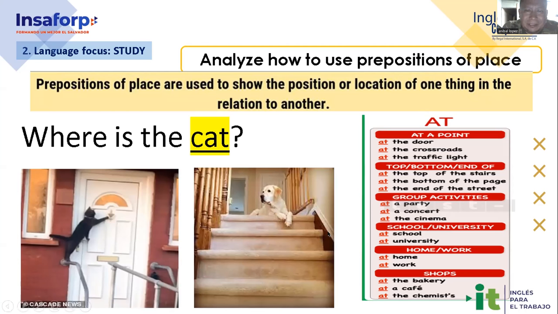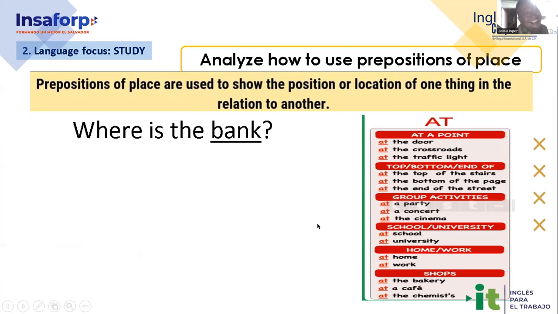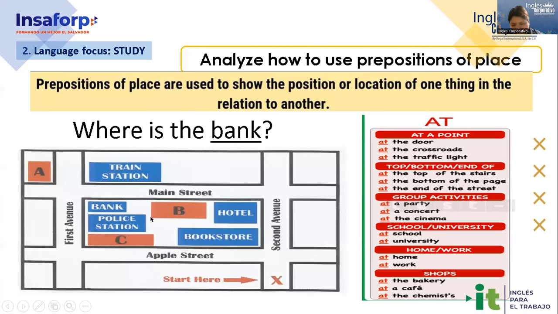And the crossroad. Okay, could be. Or at a specific point, right? At the top of the stairs. Okay, but yeah, that's a possibility. Okay, so now, where is the bank? Remember that you can also use this at with specific locations. So I'm going to add a number.